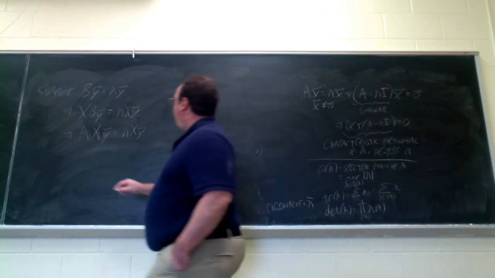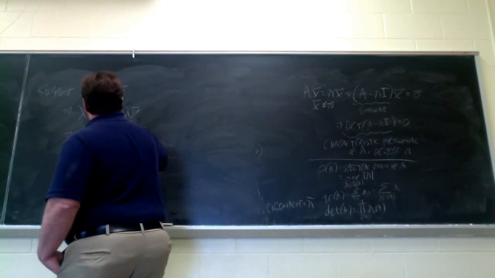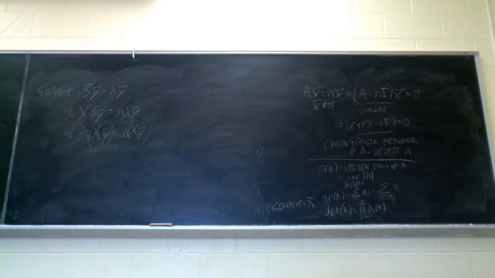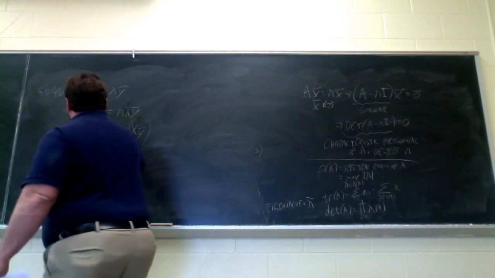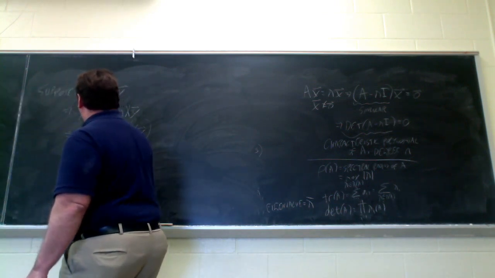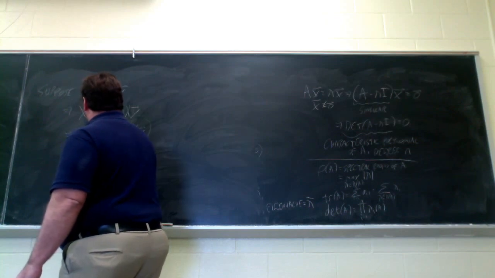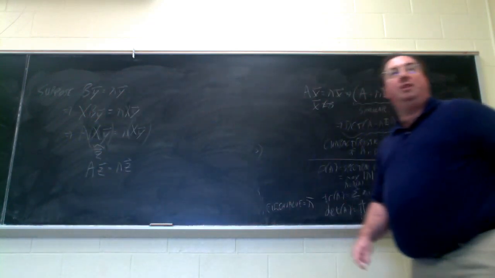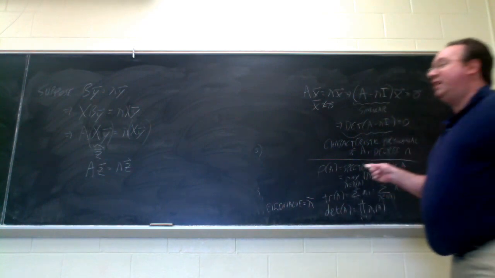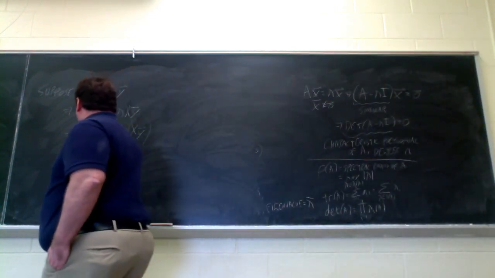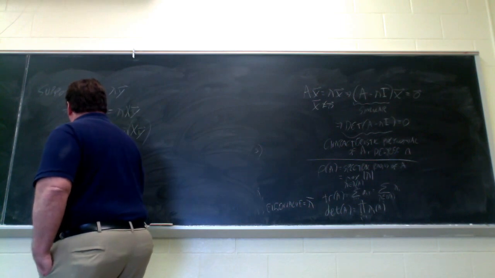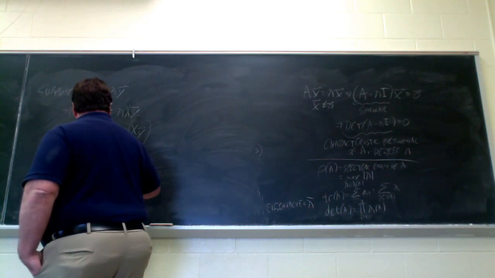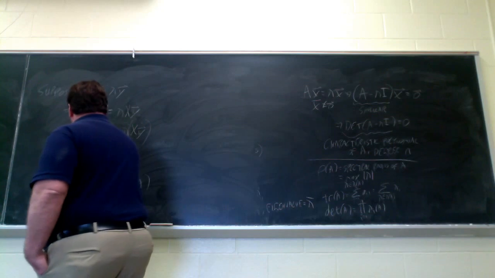So now I can group these together. If I call this z, xy is equal to z, so Az is equal to λz. So if lambda is an eigenvalue of B, it's also an eigenvalue of A. In other words, the spectrum of B is a subset of the spectrum of A.